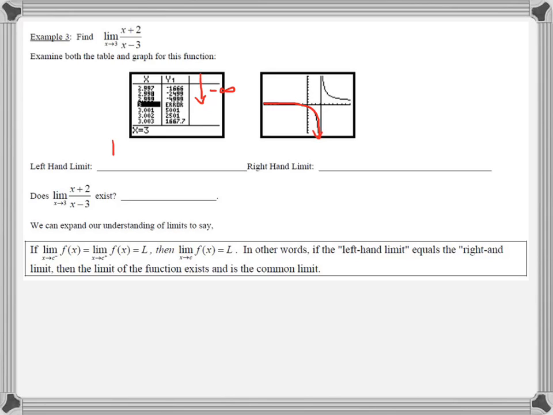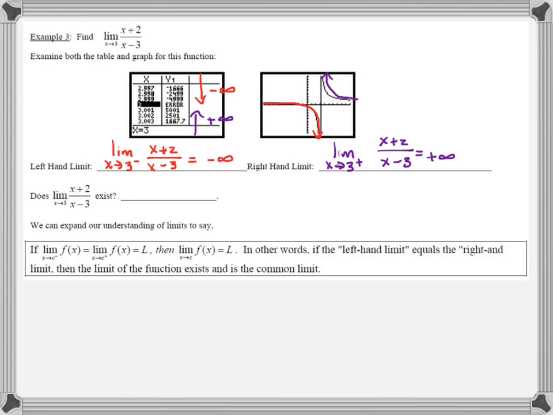So the left-hand limit would be written: limit as x goes to 3 from the left of x plus 2 over x minus 3 equals negative infinity. From the right-hand side, sorry, I didn't pause it, it goes up. And from the chart, it also goes to positive infinity. So you would write the limit as x goes to 3 from the right of x plus 2 over x minus 3 equals positive infinity.